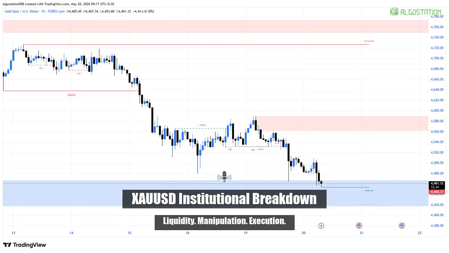Gold is no longer moving randomly. What you are seeing right now is institutional distribution in its purest form. Liquidity is being engineered, structure is collapsing, and smart money is preparing for the next major expansion move. Let's study the chart in detail.